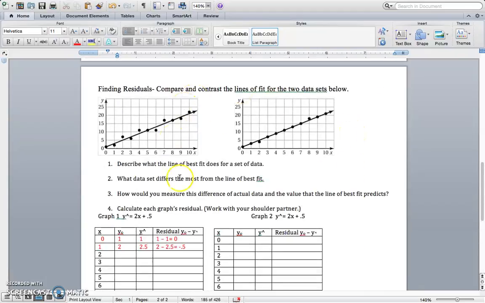When you have completed your practice problems for today, you may go ahead and work off of Khan Academy independently to get some extra practice. All right, good luck.